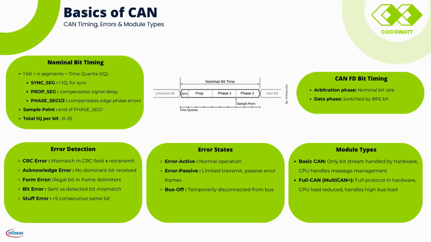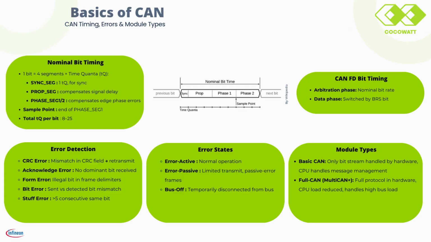Moving on to CAN-FD bit timing, we see a differentiation between the arbitration and data phases switched by the BRS bit. Error detection mechanisms play a vital role in maintaining CAN bus integrity. They include the CRC error, acknowledge error, form error, bit error, and stuff error. Each of these errors is addressed by specific responses, such as a retransmission in the case of CRC error. Let us also touch on the 3 error states: error active, error passive, and bus off, each indicating a different level of connectivity and error handling capability.